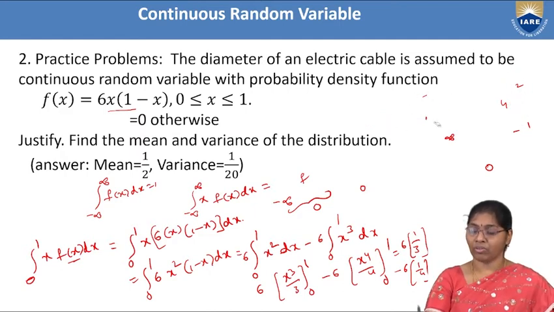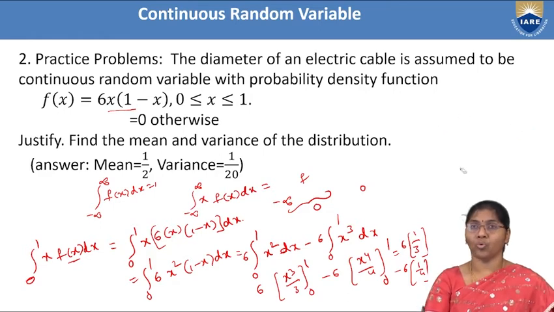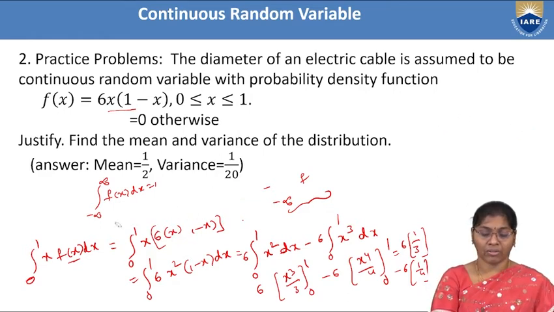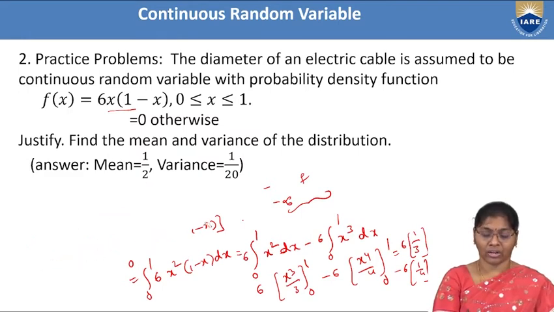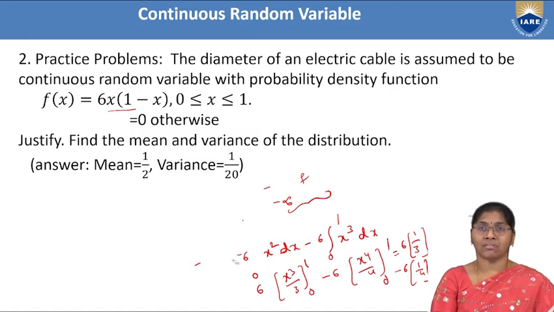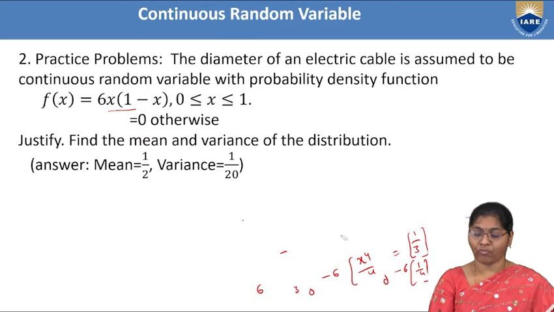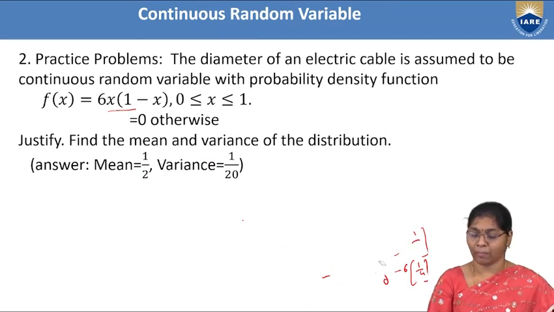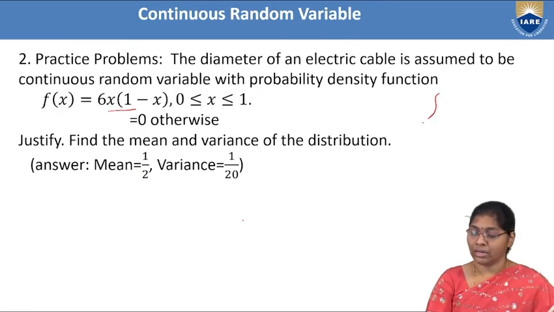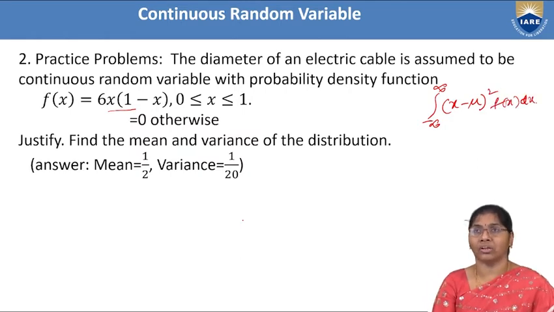E of x square minus E of x whole square. Otherwise, we are considering integral minus infinity to infinity x minus mu whole square into f of x dx, that is also variance. I am choosing the second one. That is integral minus infinity to infinity x minus mu whole square into f of x dx is the variance.